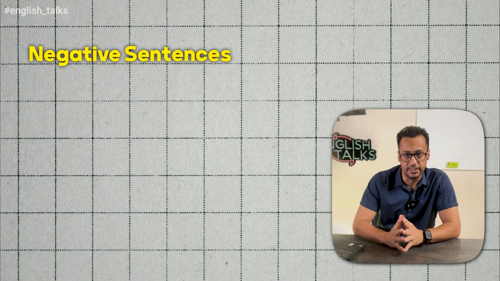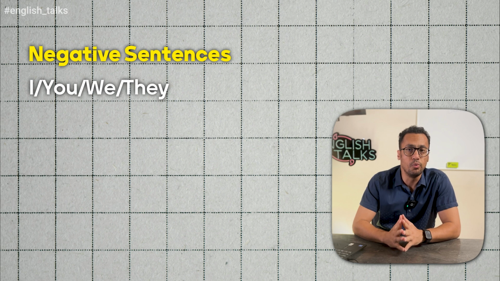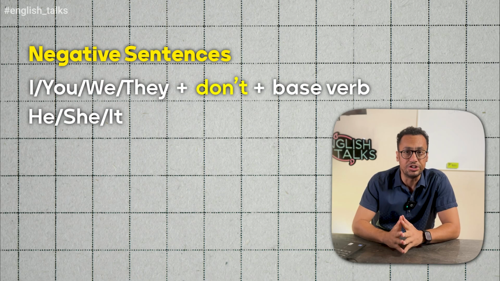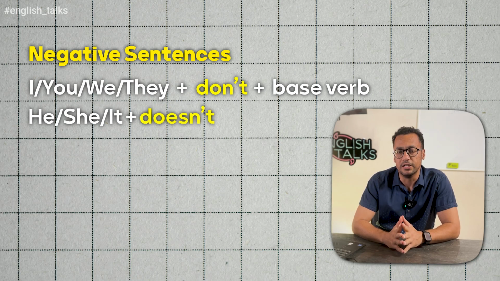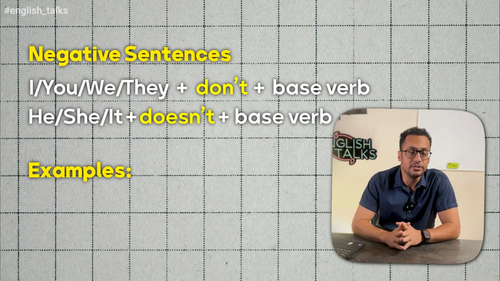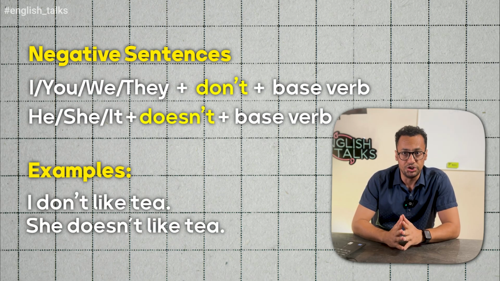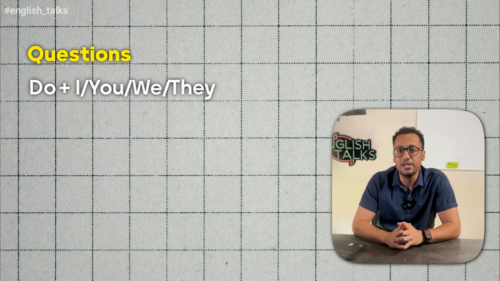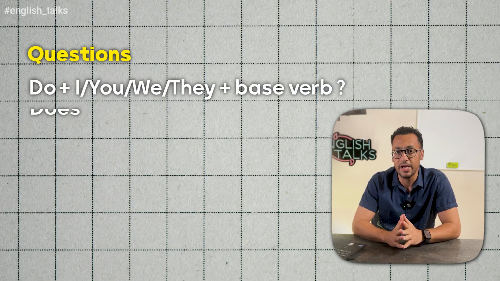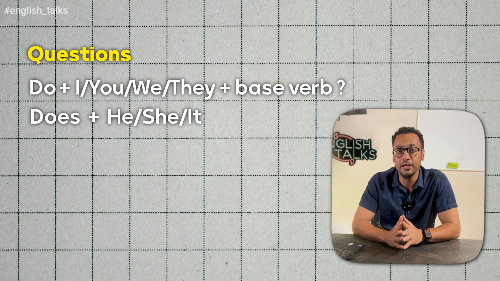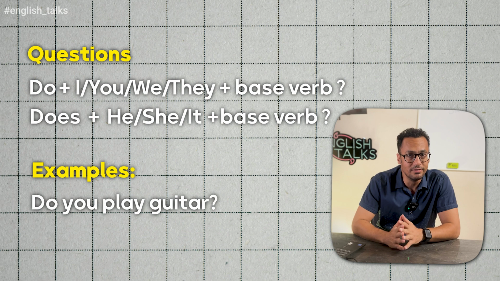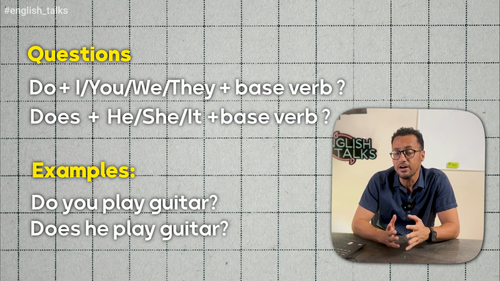Negative and question forms. For negative sentences, it's I, you, we, they plus don't plus base verb, and he, she, it plus doesn't plus base verb. For example, I don't like tea and she doesn't like tea. And for questions, the structure is do plus I, you, we, they plus base verb, and does plus he, she, it plus base verb. For example, do you play guitar? And does he play guitar?